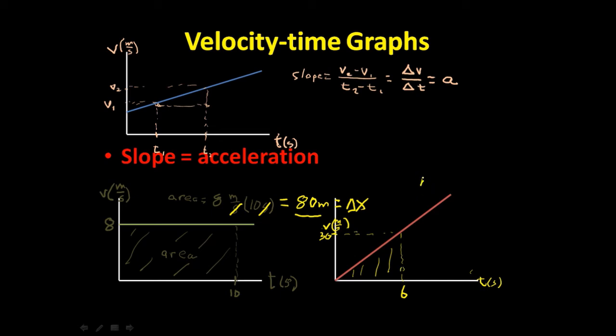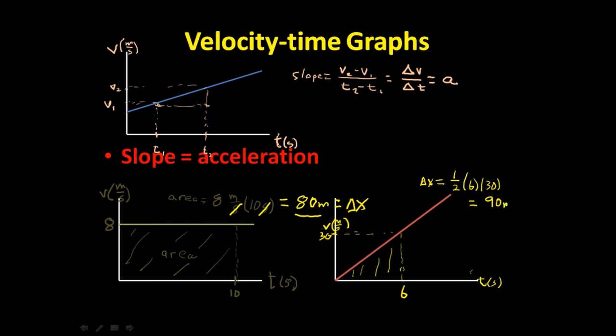The area, which we believe is displacement, is, what's the formula for a triangle? Yep, 1/2 base times height. So that's 1/2 times the base, which is 6 seconds. I'll drop the unit now. Times the height, which is 30 meters per second. The seconds cancel out. We get an answer in meters. Half of 6 is 3, and 3 times 30 is 90 meters.